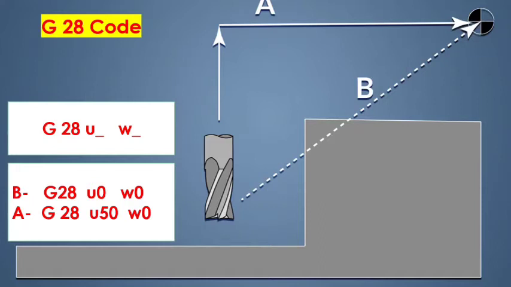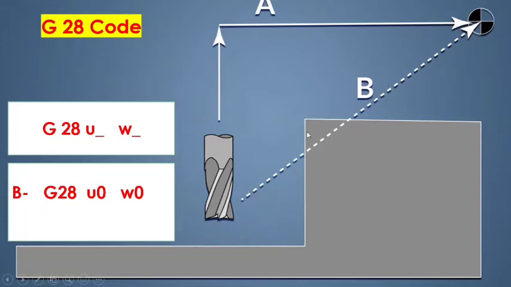If suppose U0 and W0 is written in part program, then tool is likely to go in the direction of path indicated by this dotted line or the path B, where there is unnecessary penetration with the workpiece. To avoid this, one can use intermediate position for tool while taking it to tool 0 position. That can be done by G28.